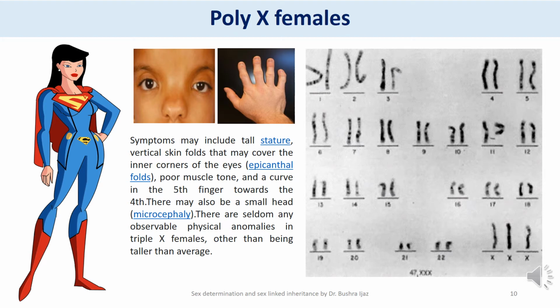Much rarer are females whose cells contain 4 or 5 X chromosomes. These females usually have normal female anatomy but are mentally retarded and have a number of physical problems as well. The severity of the mental retardation increases as the number of X chromosomes increases beyond 3.